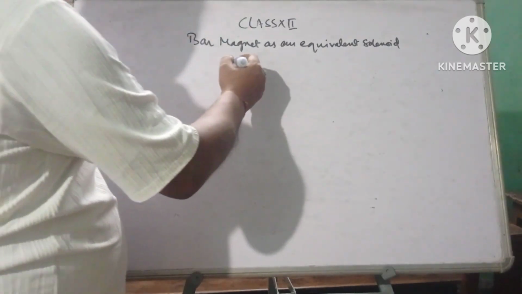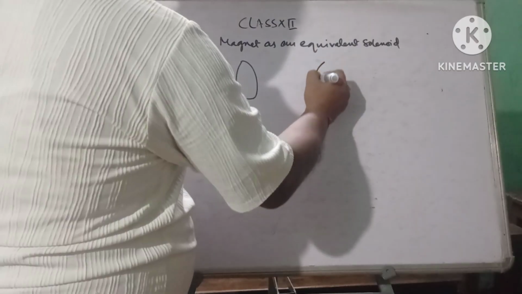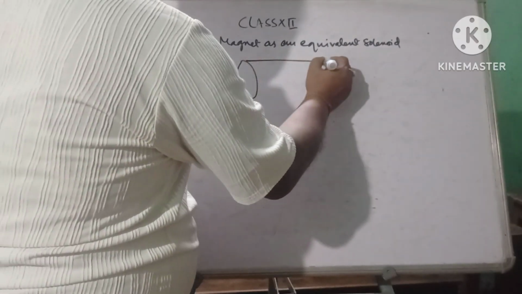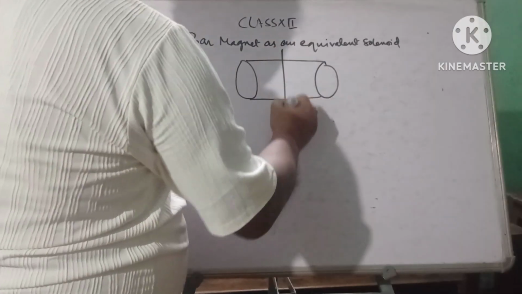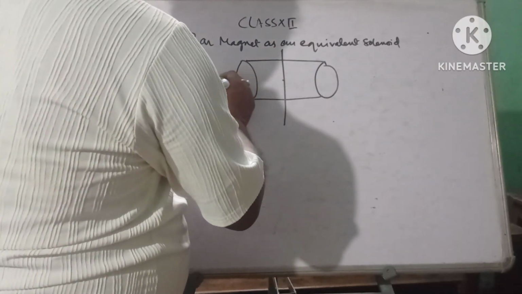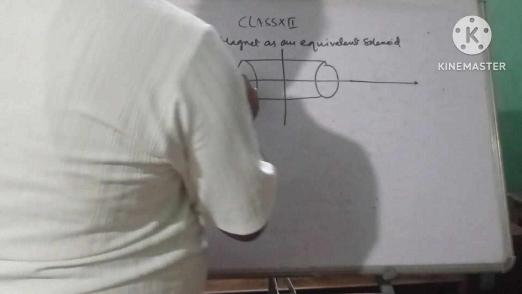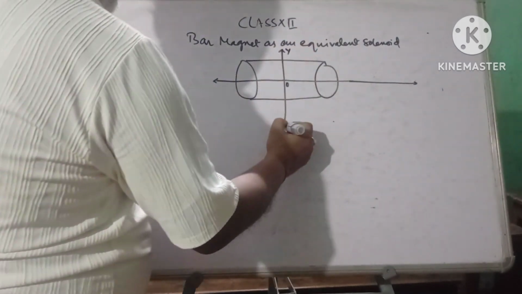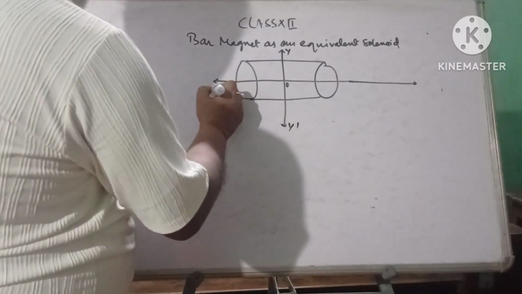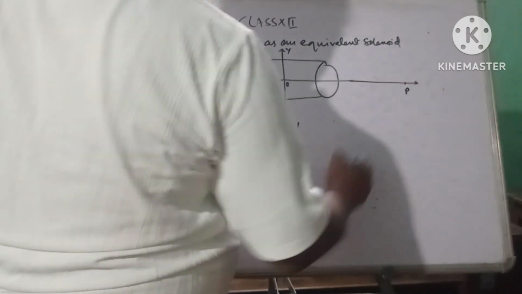So we are going to draw a solenoid. Here this is a solenoid, and we are taking its center at the origin here. So this is the x-axis, this is your origin, this is your y, and this is your y dash, and this is your x dash. And your point of observation is somewhere here, P.